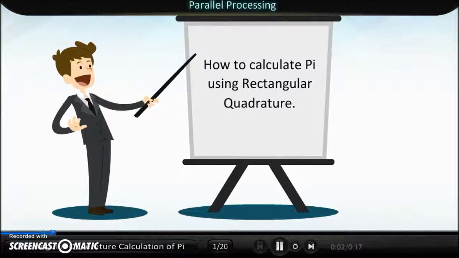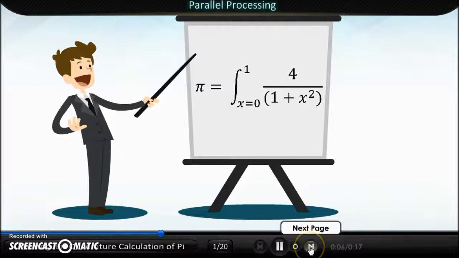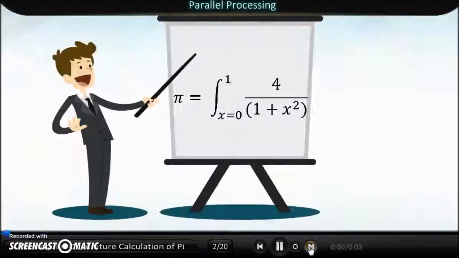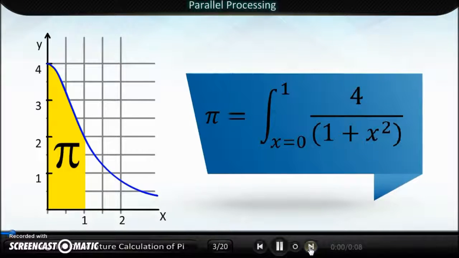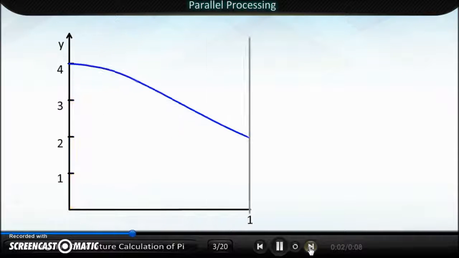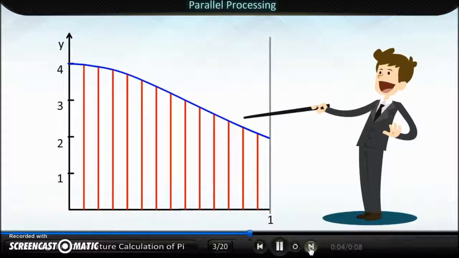How to calculate pi using rectangular quadrature? From mathematics, we know that if you calculate the definite integral from 0 to 1 of 4 over 1 plus x squared, we will get the value pi. Here is the portion that we would have to calculate the area for.